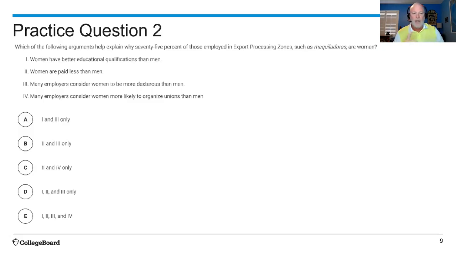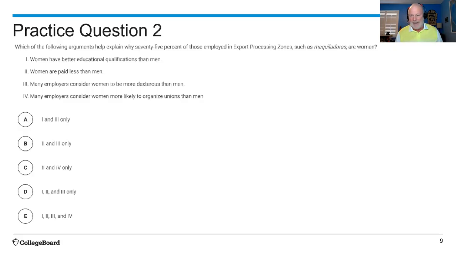Then you look and say, many employers consider women to be more dexterous than men. You know what ambidextrous means? It means you can use both hands. So women are more dexterous than men. And what that means is women are better at doing intricate types of jobs. That's probably true. Yeah, I would say I'm kind of ham-handed. And then it says many employers consider women to be more likely to organize unions. Well, the employer wouldn't want that because then they're going to get better benefits and better pay and all that. That wouldn't necessarily be good for the employer. It would be great for the employees.